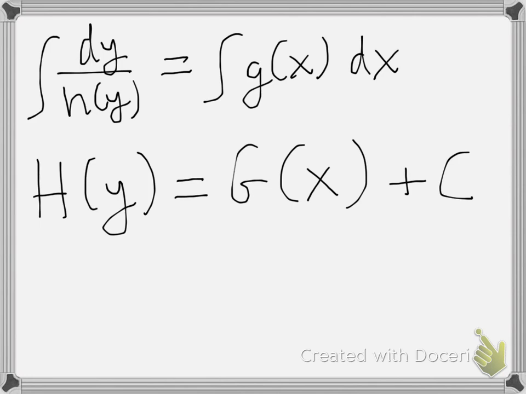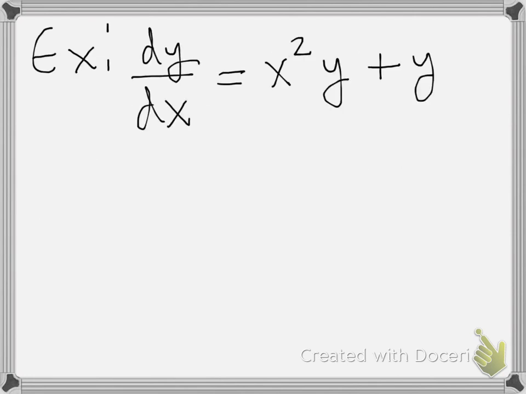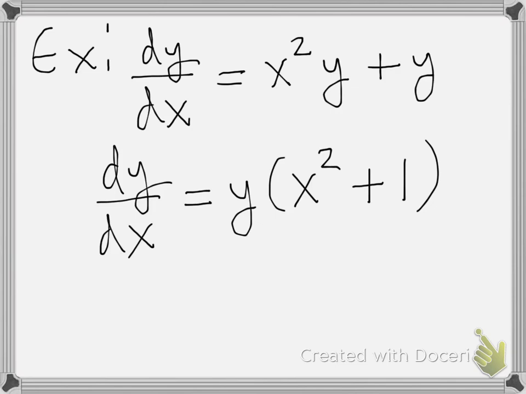So let's take a look at a few examples of this technique. Suppose we want to solve the differential equation dy/dx equals x squared y plus y. First thing we have to do is convince ourselves that this is a separable differential equation, and we can easily see that by factoring y out on the right-hand side of the equation. So we can rewrite the equation as dy/dx equals y times the quantity x squared plus 1. So we can see that our g of x is now the function x squared plus 1, and our h of y is just the function y. So we have a separable differential equation.